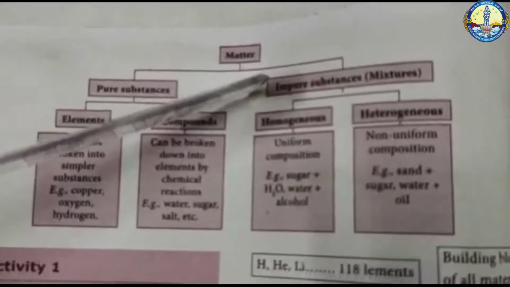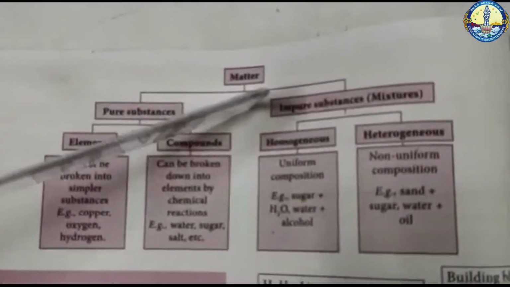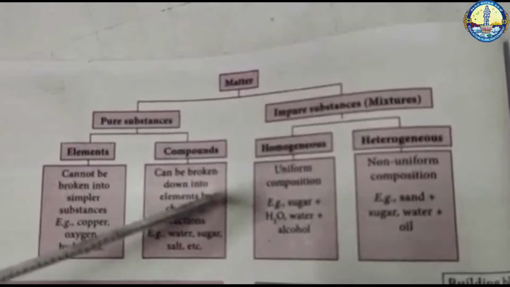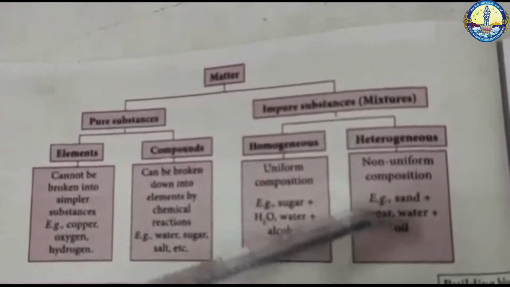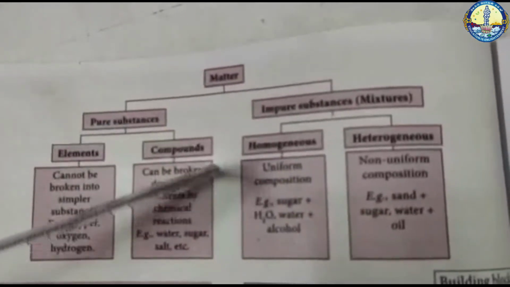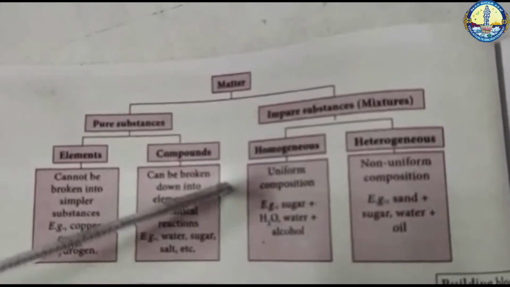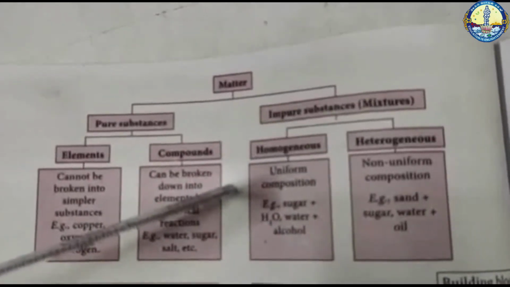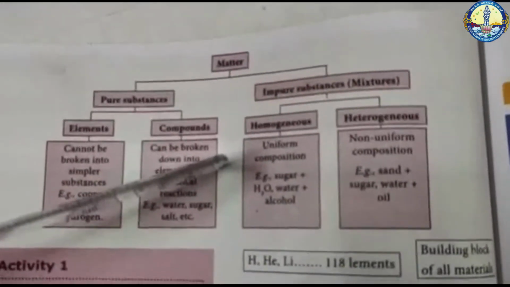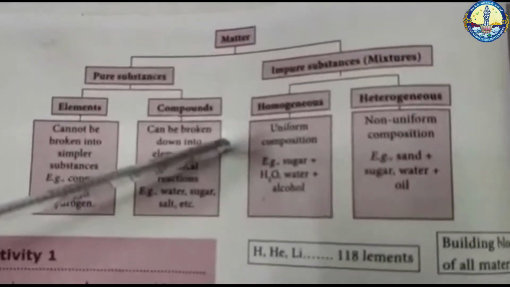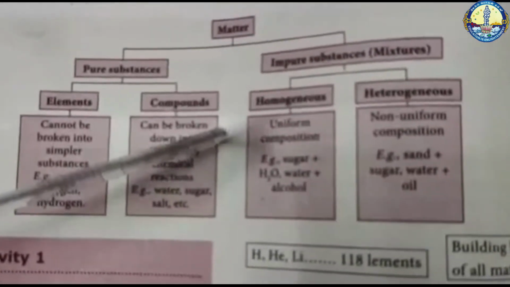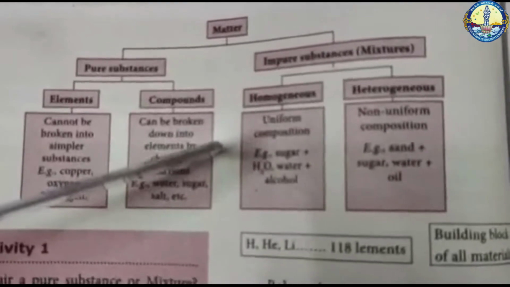Impure substances or mixtures are classified into homogeneous mixture and heterogeneous mixture. Homogeneous mixture. A mixture in which the components cannot be seen separately is called a homogeneous mixture. It has a uniform composition. Example, sugar plus water and water plus alcohol.